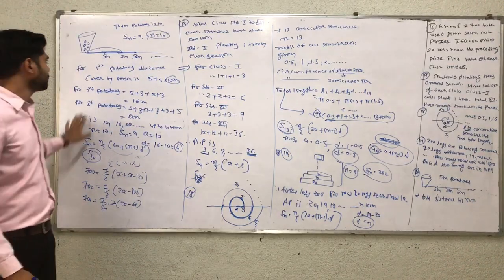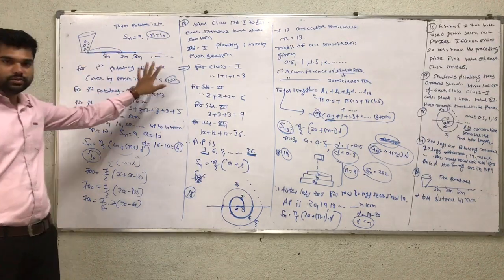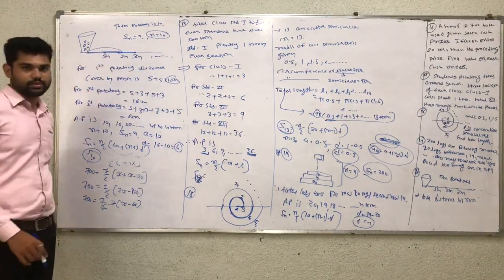This answer is our total distance covered by the person. So solve in this way.